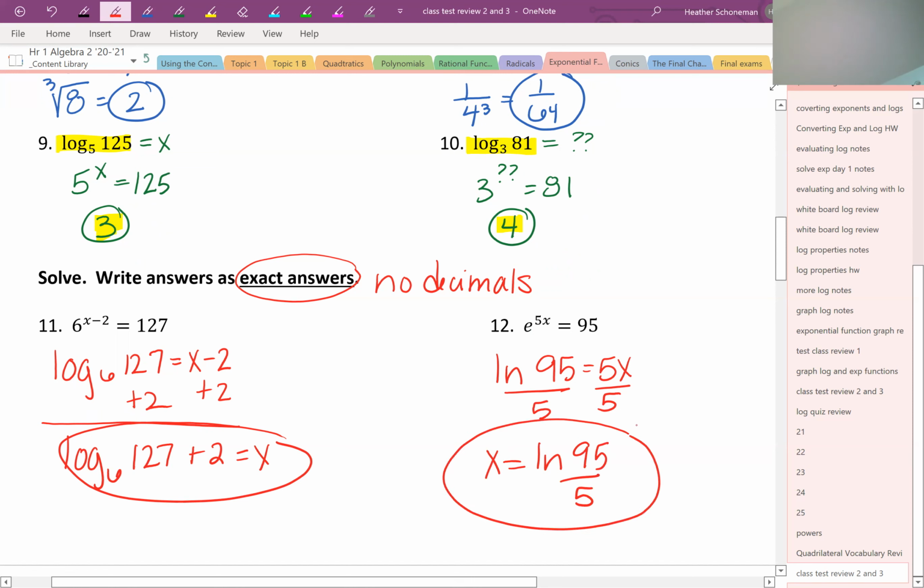Now, if the directions said round to the nearest thousandth, then you know you're grabbing your calculator. But exact answers don't require a calculator because there's no decimals in it. We're just rewriting it and showing what the value is in terms of x.